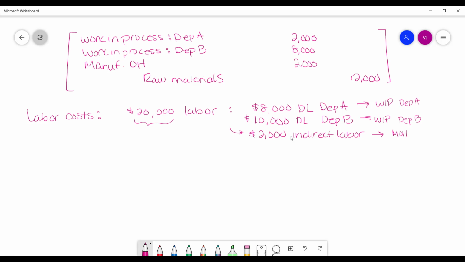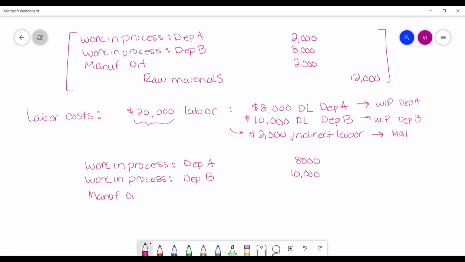Okay, so let's see what that journal entry would look like here. So the very first thing, let's go ahead and debit work in process for Department A. We'll debit that account for $8,000. Further, we will debit work in process for Department B. We'll debit that account for $10,000 here. And then lastly, we'll debit manufacturing overhead for $2,000. That means overall we're going to end up crediting some account for $20,000.